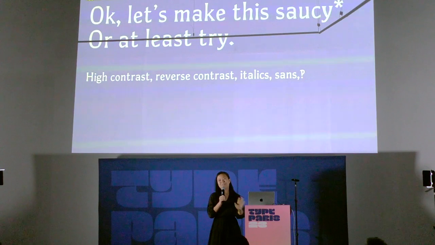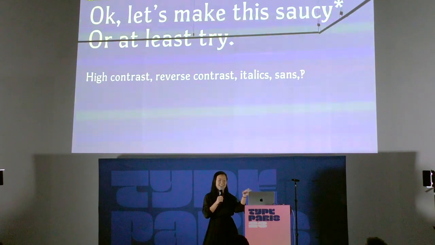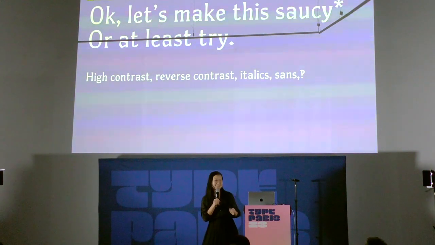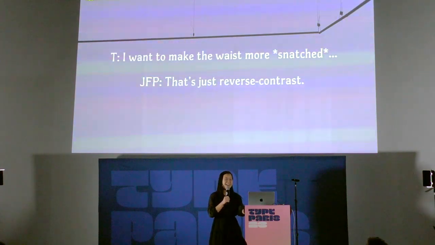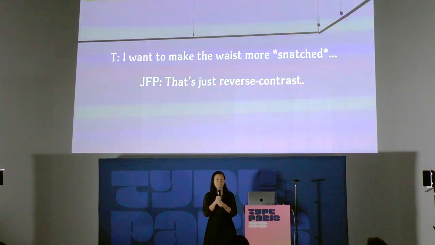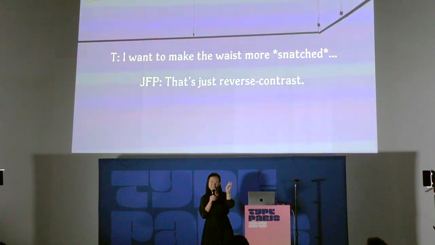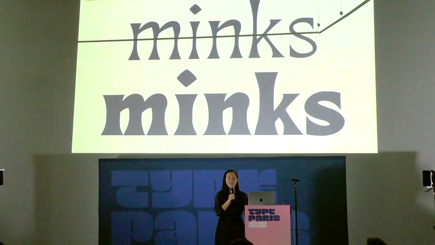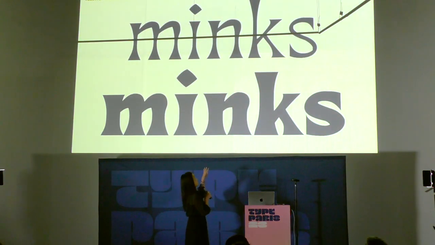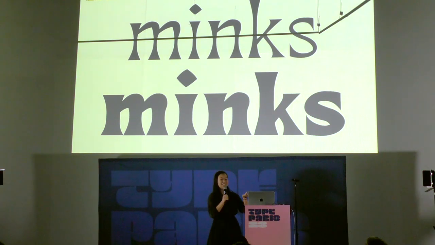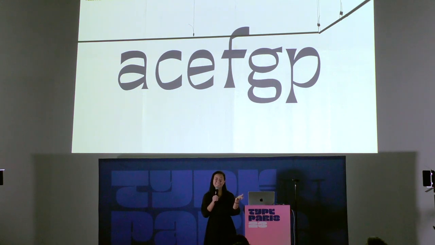Then, okay, we did all the important stuff, the baseline. How do we make it saucier? How do we make it spicy? Or try to. I told Jean-Francois at one point that I was doing sketches where I wanted to make the waist more snatched, and he looked at it and just said, that's just a risk on dress, not that special. But hey, this is not a traditional reverse contrast. We can see it's just more quirky, more silly, more display. I haven't gotten the opportunity to work through the whole system, but that's where it's going. And this is a proper reverse contrast, so they're not the same thing, for the record.